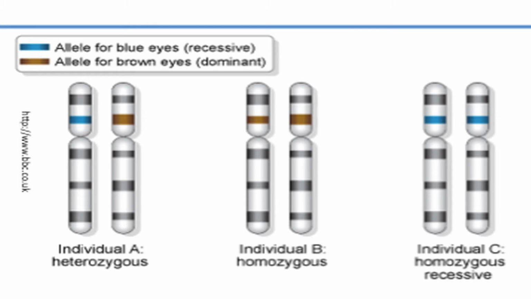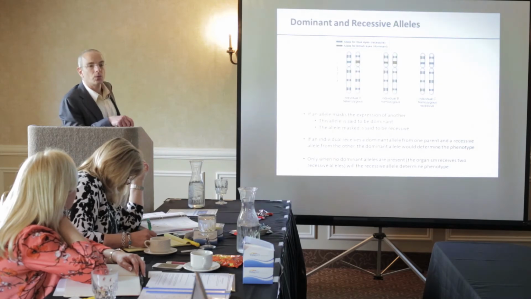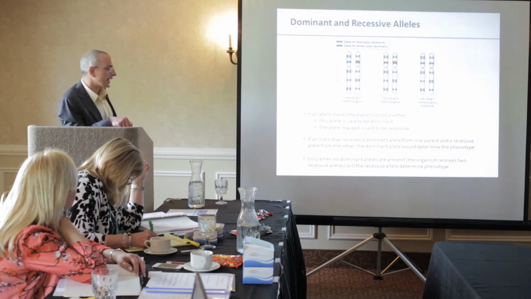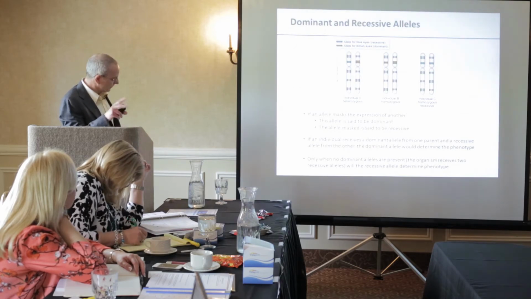As I mentioned, if the allele is dominant, then it's going to be the one that's expressed, and the recessive is masked. If the individual receives the dominant allele from one parent and a recessive from the other, the dominant will always win. Unless, in this case, two recessives come together to take on the dominant, it's bye-bye dominant.